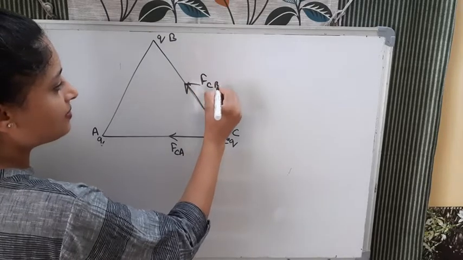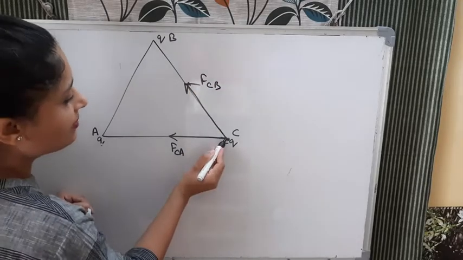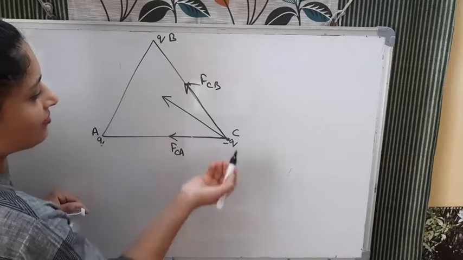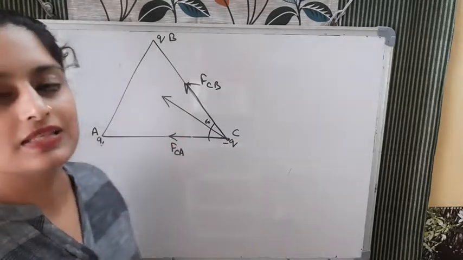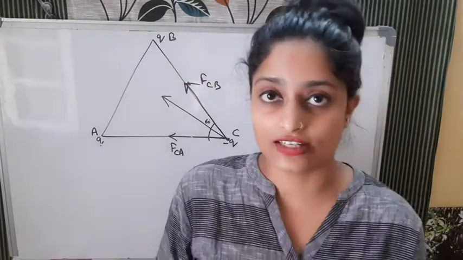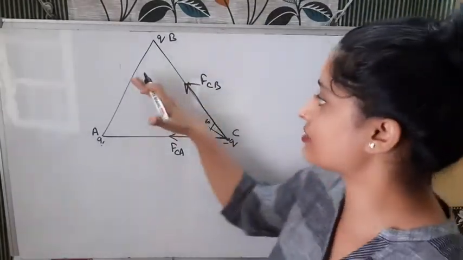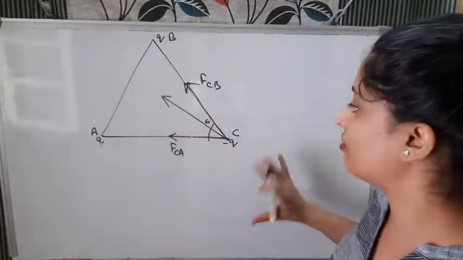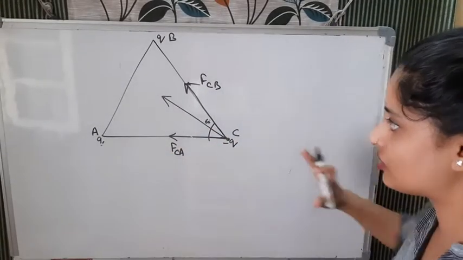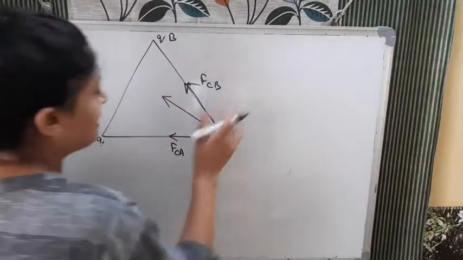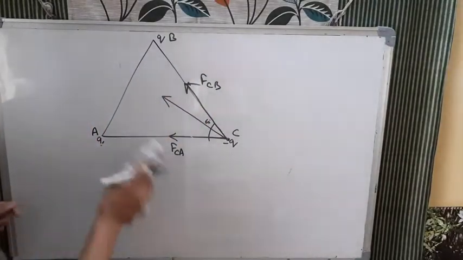This is FCB and this is FCA. The resultant will be this side, and this angle is again 60 degrees. The magnitude will come the same, only the direction will change. The net resultant direction is towards the center this time, whereas earlier it was away from the center. Magnitude we already calculated; you can calculate it again.